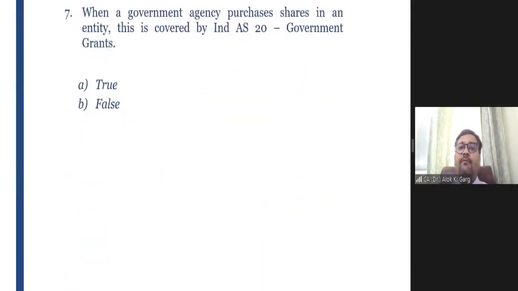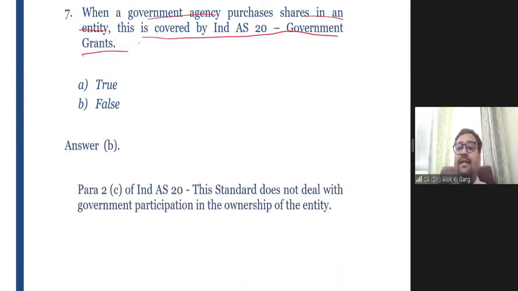Question number 7. When a government agency purchases shares in an entity, this is covered by Ind AS 20 government grant. True or false? Do you remember what are the items which were out of the scope? It is not covered under Ind AS 20. It is out of the scope, guys. This standard does not deal with the government participation in the ownership of the entity. So this is out of the scope.